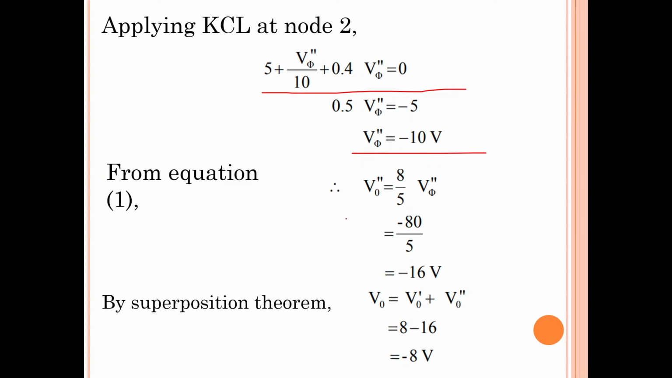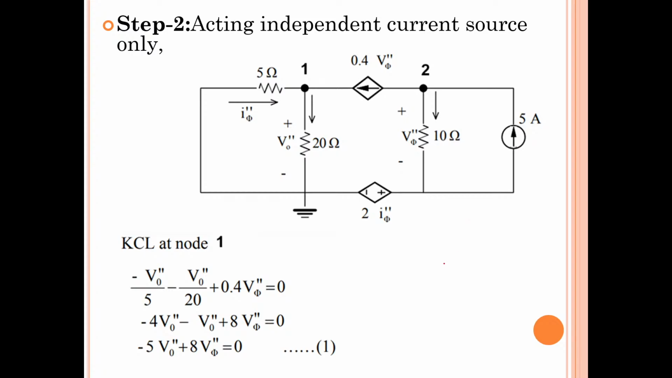So what is our first equation? Equation 1, we have written some equation 1. What was our equation 1? This is it. It is minus 5 V0 double dash plus 8 V5 double dash equal to 0. Now we got some value for V5 double dash.